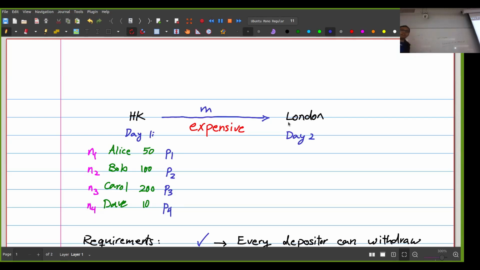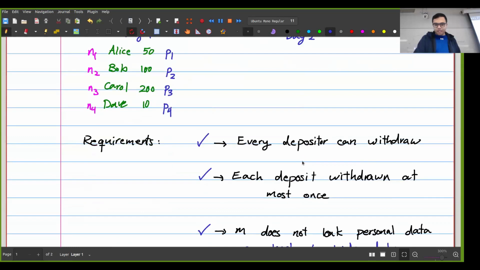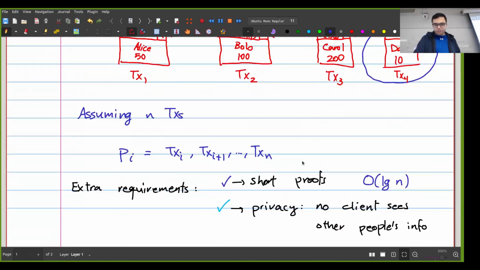So when the client makes a deposit, they're not going to get a proof immediately. They're going to have to wait until everyone else does their deposits too. And then only at the end of the day, they each get their proof. So we have this problem here in general.